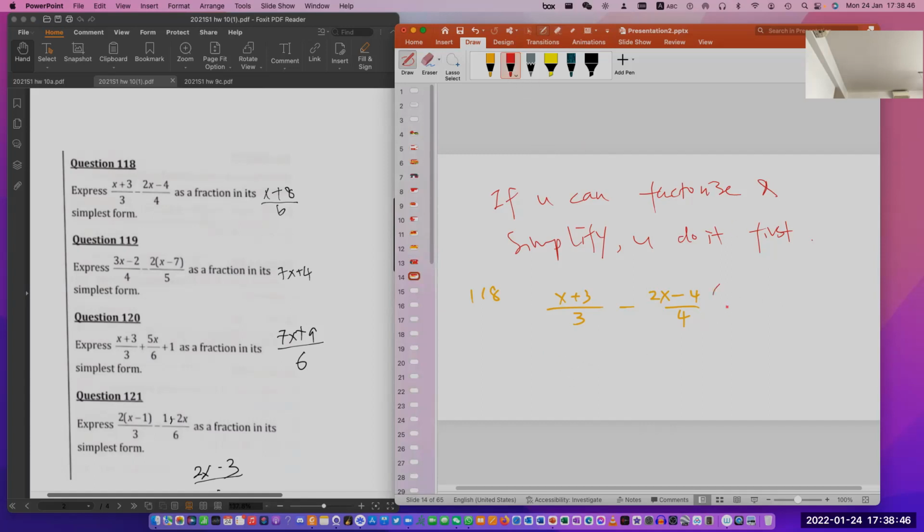Okay, by the way, this is an expression. Let me just remind you, this is an expression. So I need to retain the denominator. Okay, so for the first term, I don't see any opportunity to factorize and simplify. But for this one, I see an opportunity because I can split 2x into 2 times x. And 4, I can split to 2 times 2. Then with this, I can see a common factor 2.